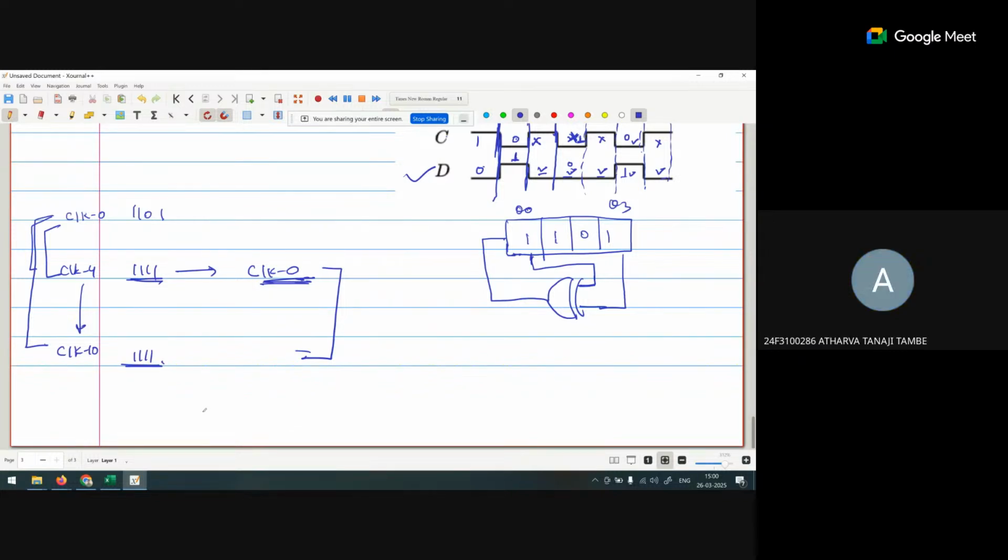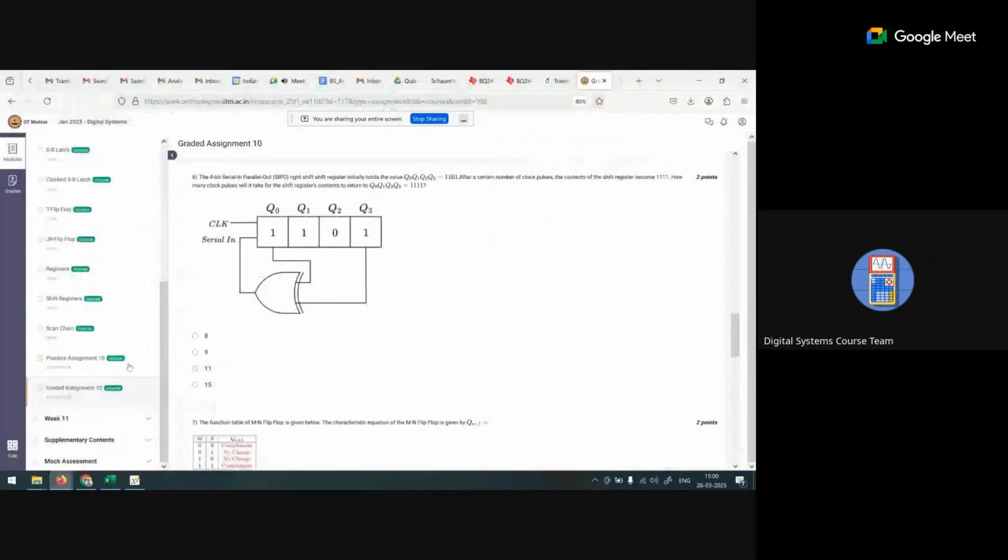Yes, sir. Got it. Read the question carefully, it is already mentioned. No, sir, I was a bit confused. They mention that if after a certain clock pulse we are getting the 1111, then how many clock pulses it will take for the shift register contents to return again to 1111. Yes, sir, I got confused. Thank you, sir.